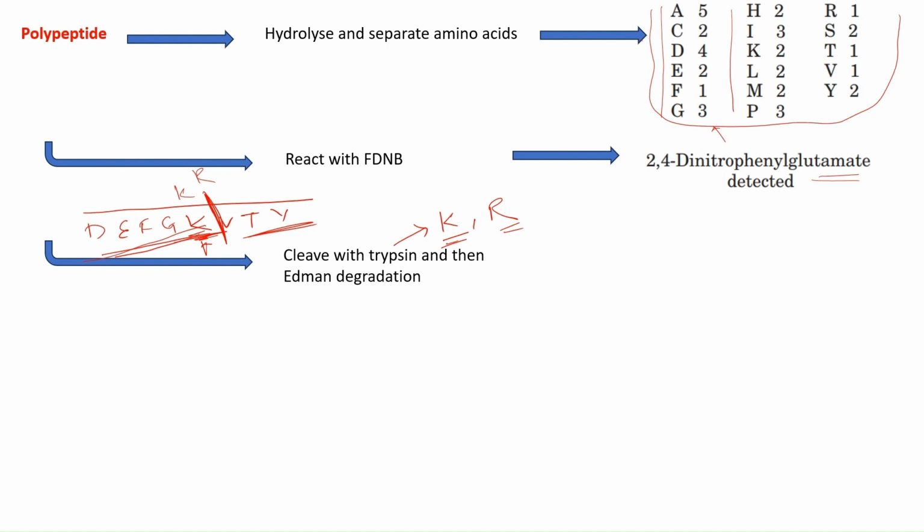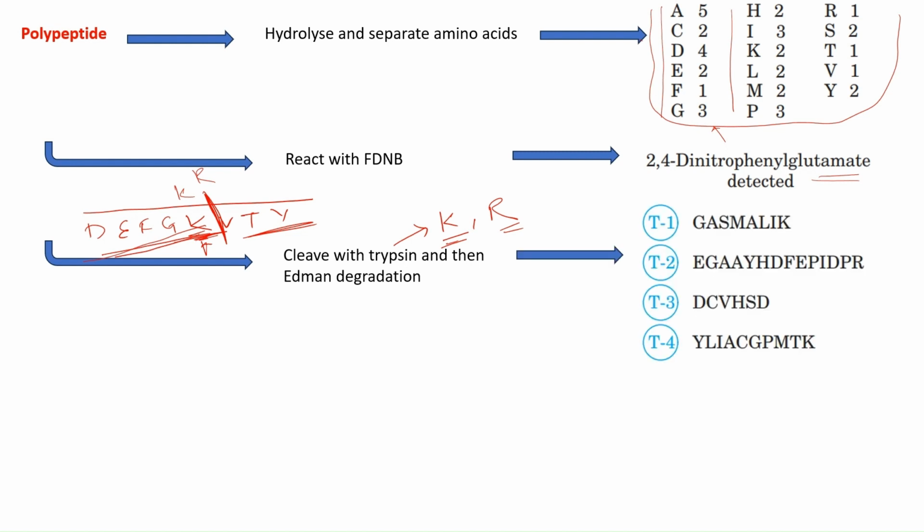So wherever it will find K, it will break the bond between K and the next amino acid. So the last amino acid will always be K or R if it is broken by trypsin. So by using trypsin, say for example, we found that 4 fragments are generated. That means how many sites are present in this polypeptide for trypsin?